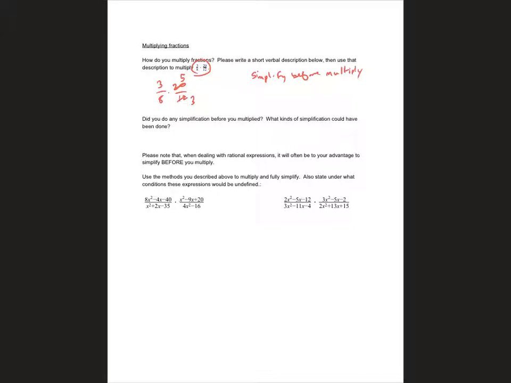So we can do something when we're multiplying called cross-canceling, meaning if you have something that's in the numerator of one fraction and the denominator of the other, you can actually cancel those out. It's like this 3 and this 3. Once you've done the simplification of each of the fractions and the cross-canceling, then multiply straight across, and your fraction will be fully simplified already. So simplify before you multiply, and that's done by simplifying the fractions and cross-canceling.